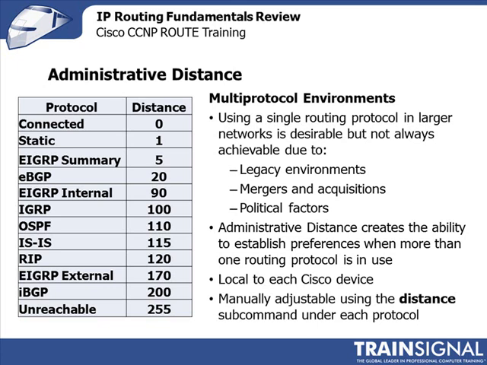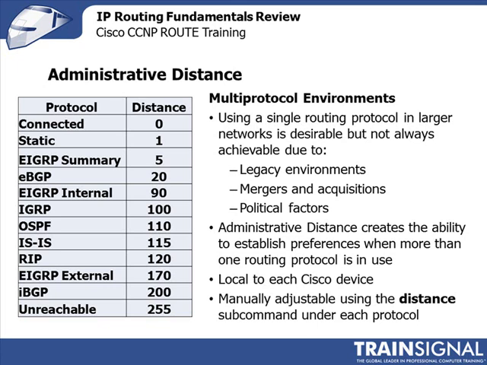If you program multiple routes with multiple routing protocols, let's say you put in EIGRP, OSPF, and RIP, EIGRP is going to win because it has an administrative distance of 90. The lower the number, the more preferred it is. But the thing you have to keep in mind is that distance is not only local to each Cisco device, but it is configurable. These are the defaults, but you can change them.